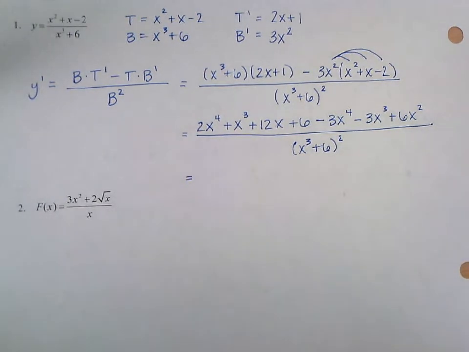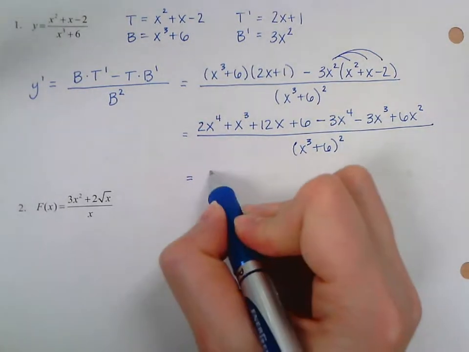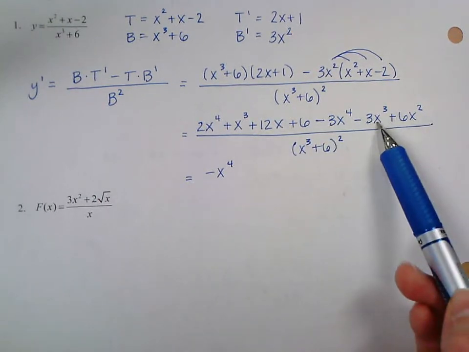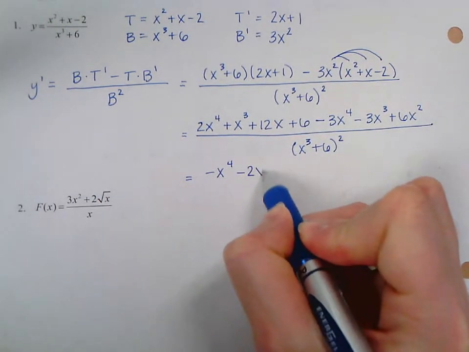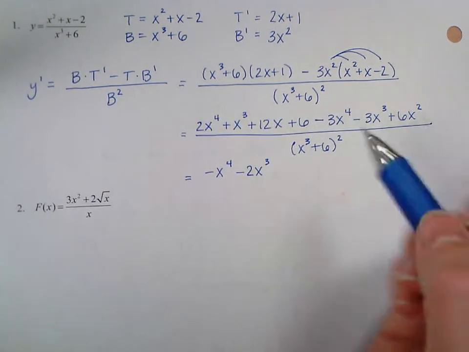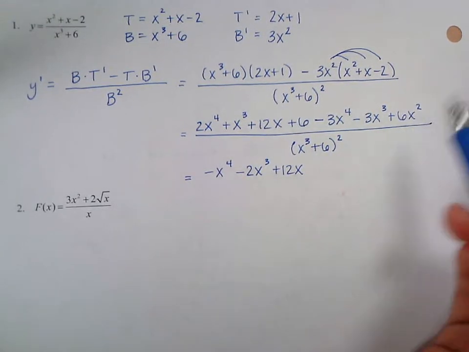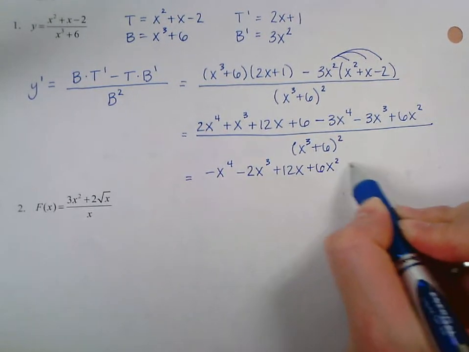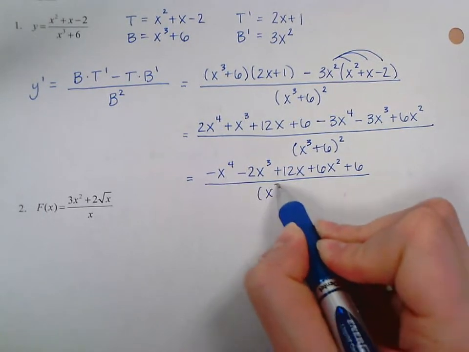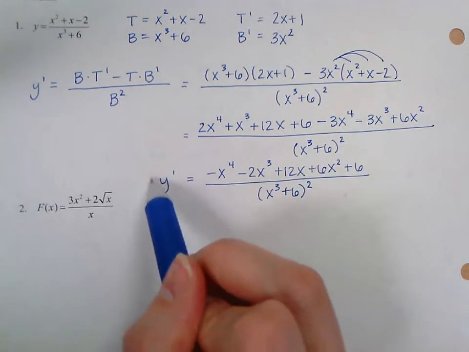And then I would just combine like terms in the numerator. So I have 2x to the 4th minus 3x to the 4th, so negative x to the 4th. I have x cubed minus 3x cubed, so minus 2x cubed. 12x does not have a like term, so plus 12x. I have a plus 6x squared, and I have a plus 6. Leave the bottom as it is. That is y prime.